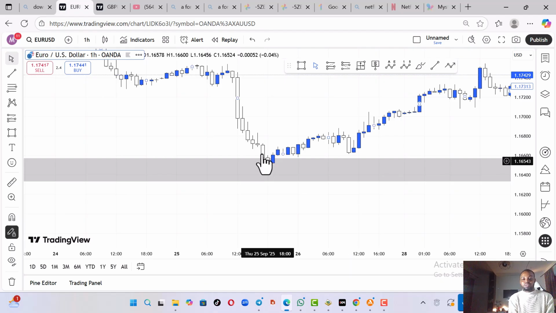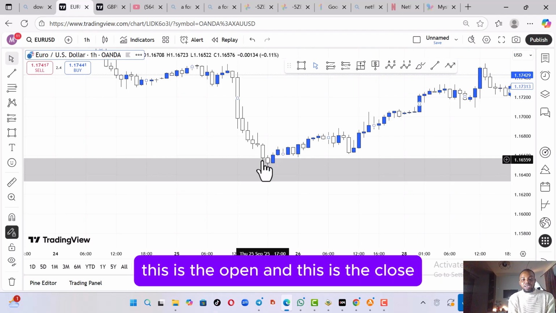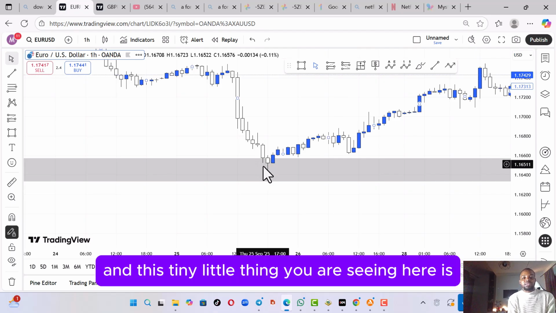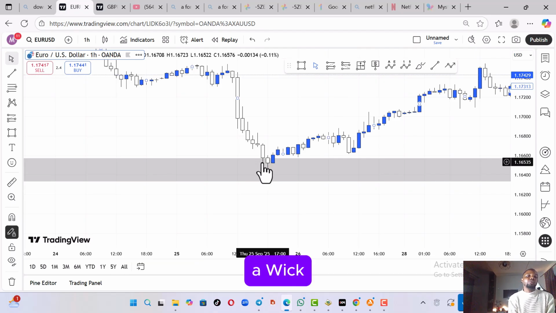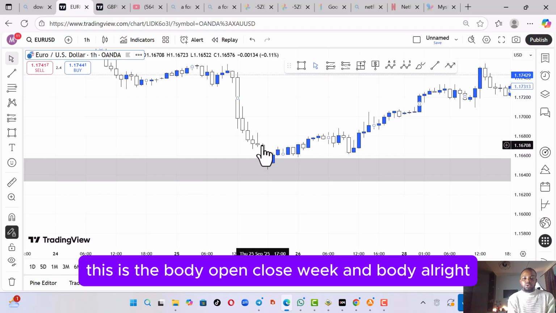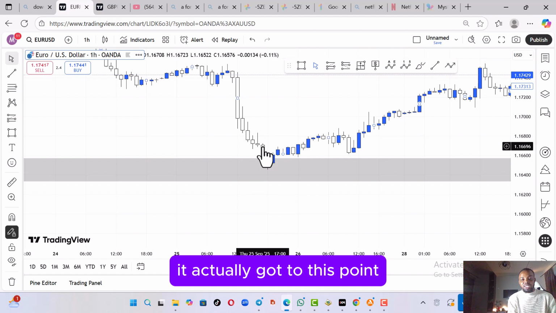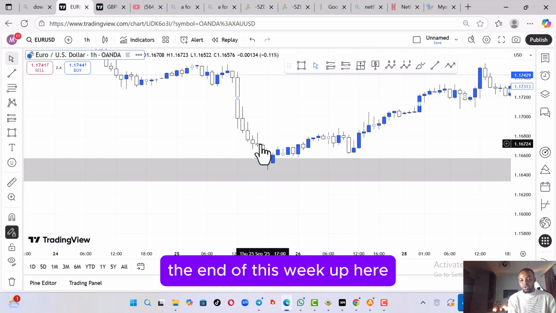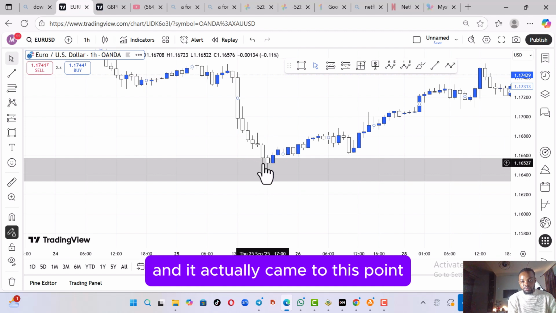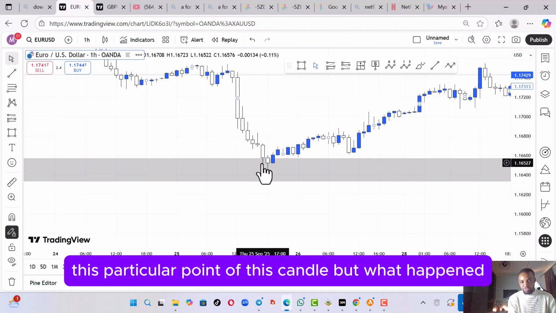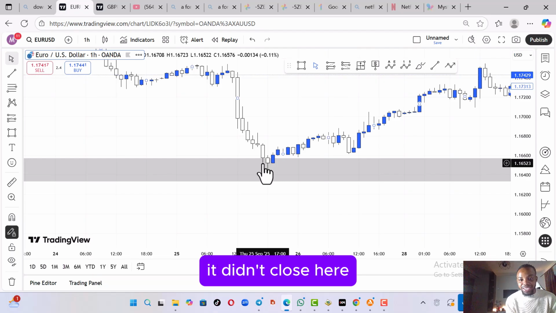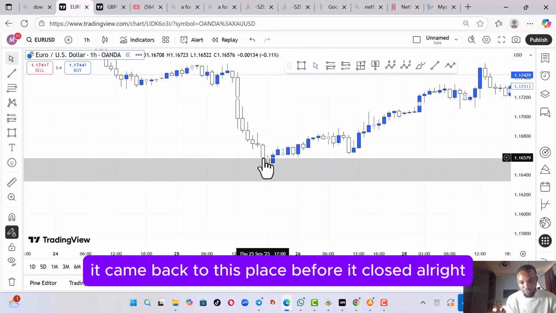You get my point? This is the open and this is the close, and this tiny little thing you are seeing here is a wick. This is the body. Open, close, wick, and a body. Alright? And what is telling you now is that when this candle opened, it actually got to this point, the end of this wick up here, and it actually came to this point of this candle. But what happened? It didn't close here. It came back to this place before it closed.